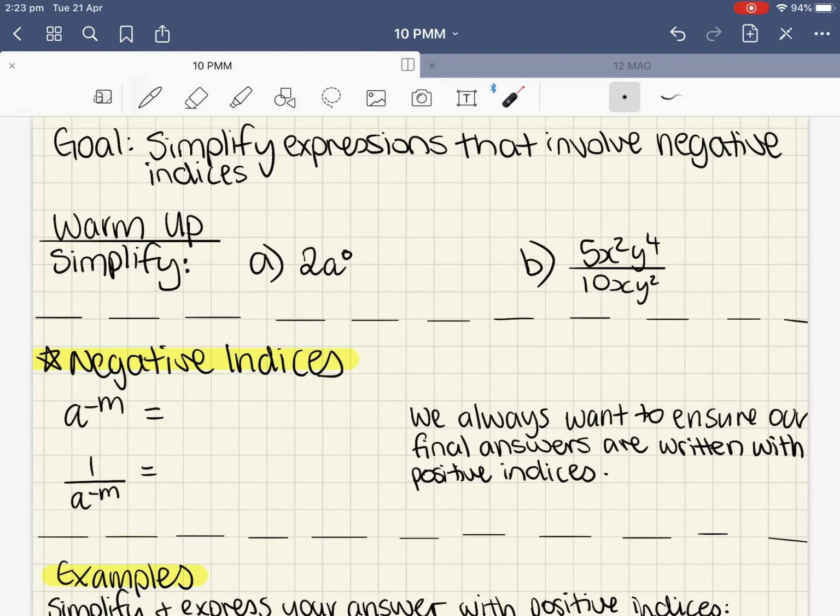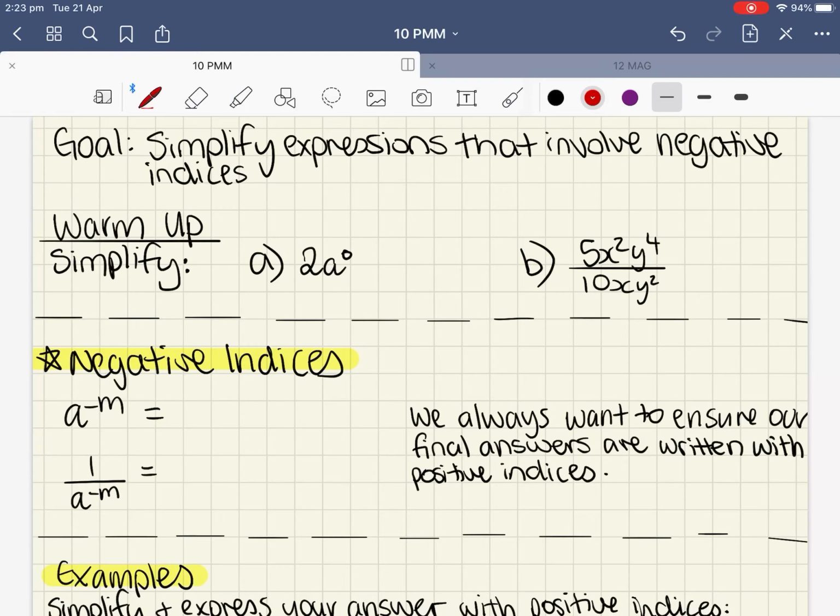So as a warm-up, I've just got 2 questions here, A and B. Please take some time to do those. Take a photo and upload it to the relevant section in OneNote just so I can check to see how you're doing. All right, negative indices.